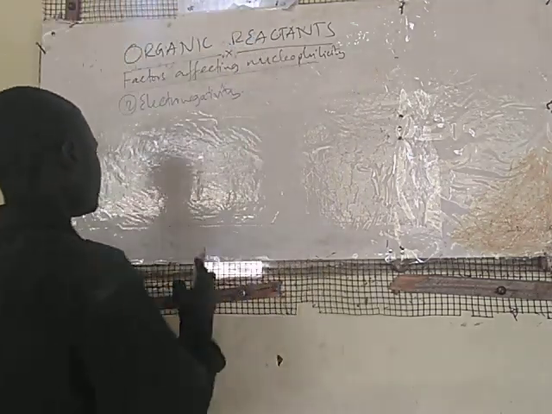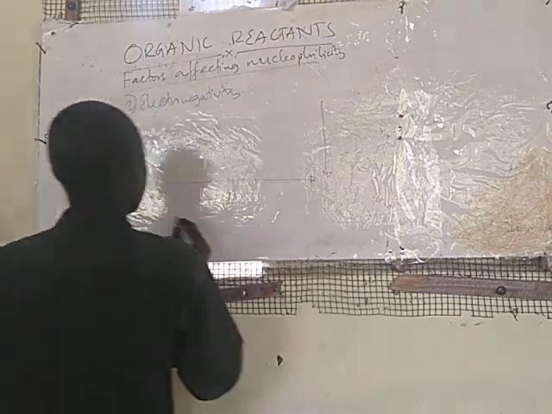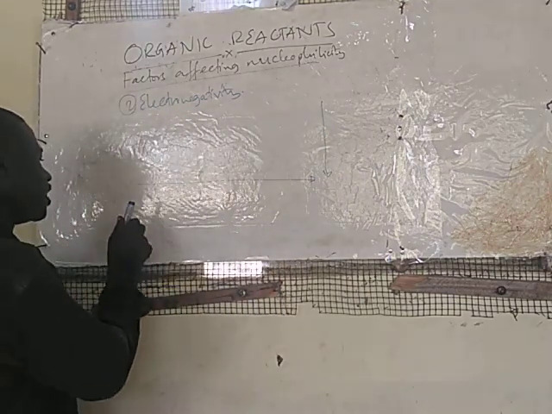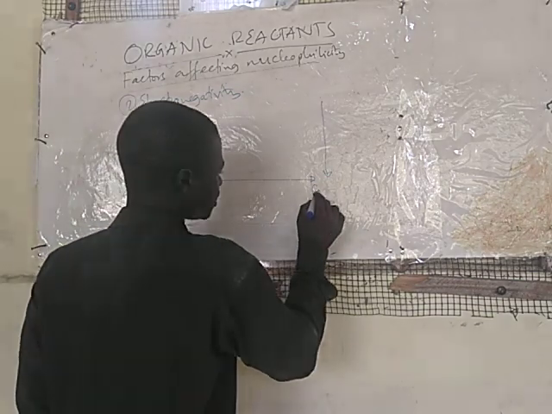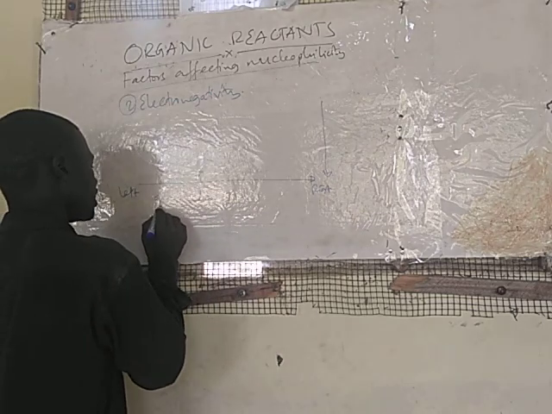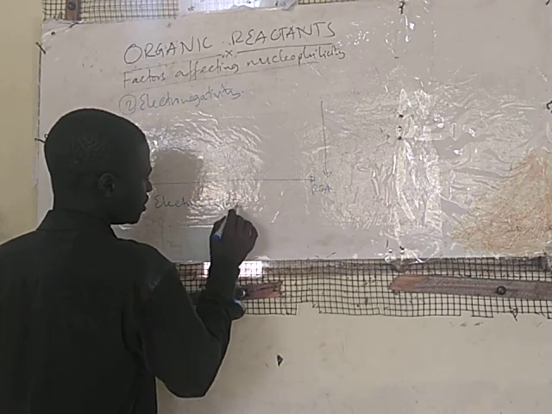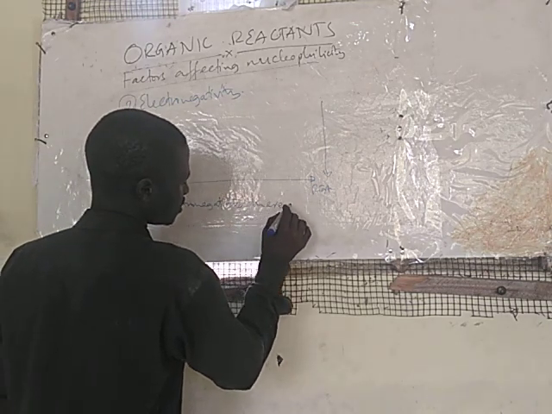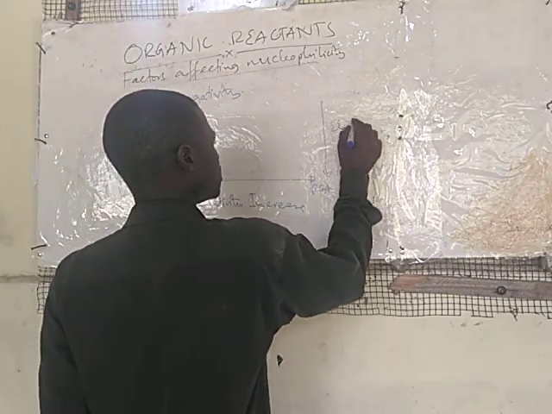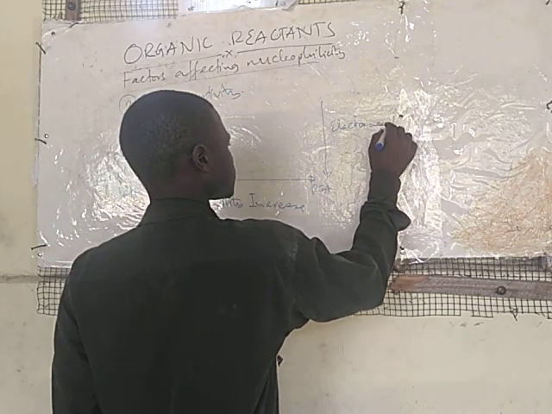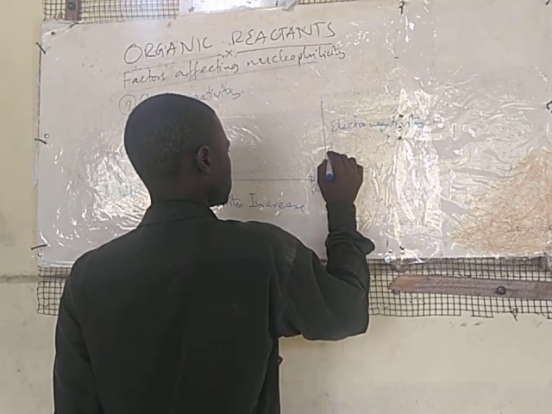As we know in the trends of the periodic table, the trends of electronegativity: as we are moving in the period from left to right in the periodic table, electronegativity tends to increase, while as we are moving from up to down, electronegativity tends to decrease.